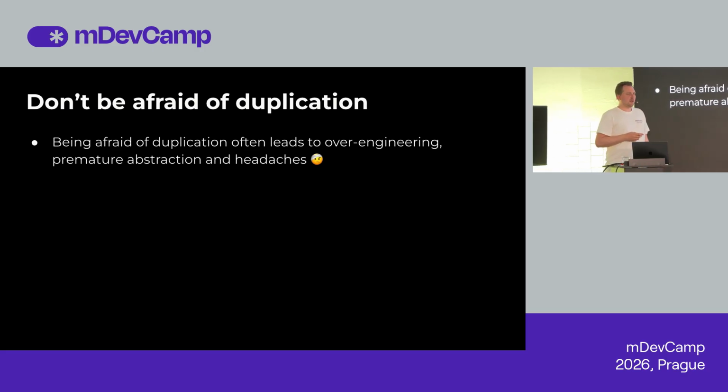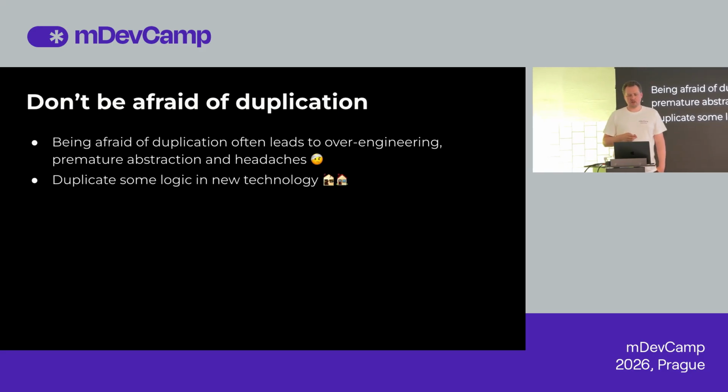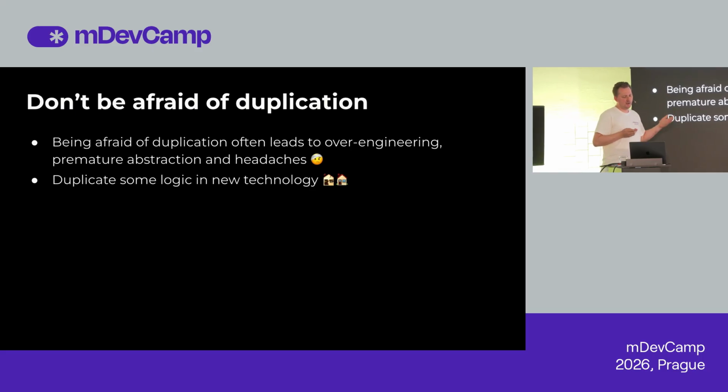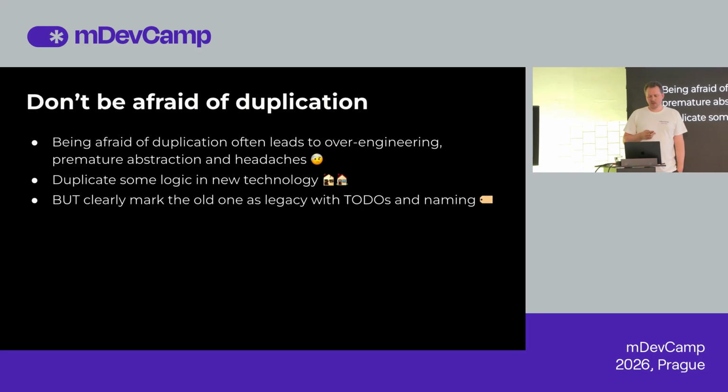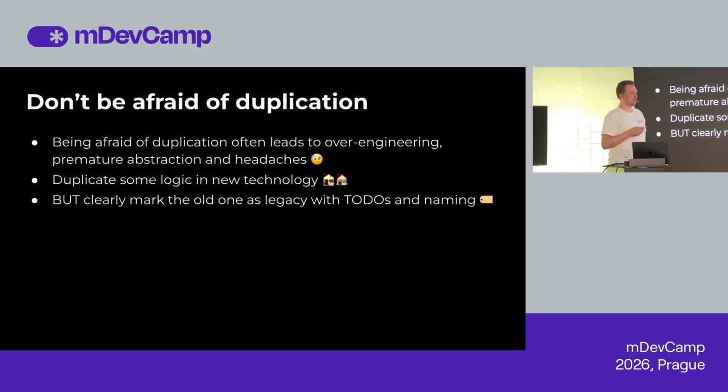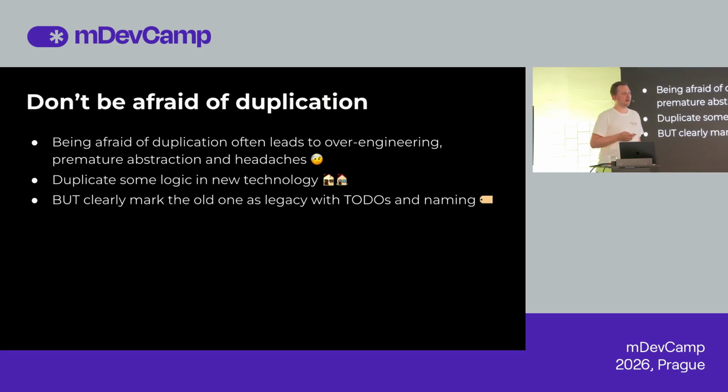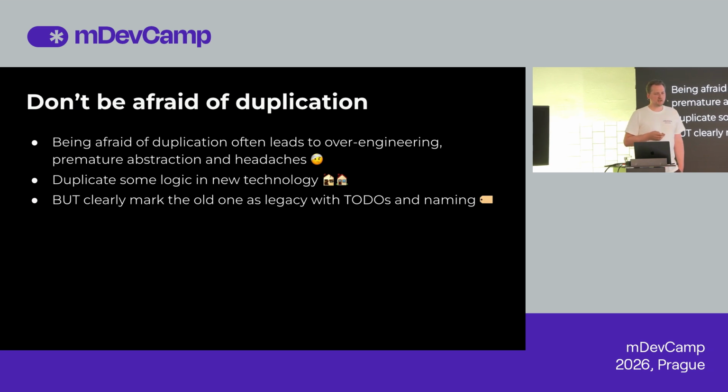Sometimes it's good to have some code duplication. So, for example, write something in the new technology and keep the old code for the old technology. But it's important that this is temporary. It should be written with a mindset that this is temporary. It will not be there forever in the code. That's of course bad. And how to achieve that?